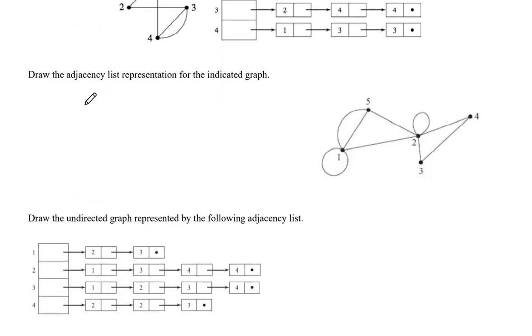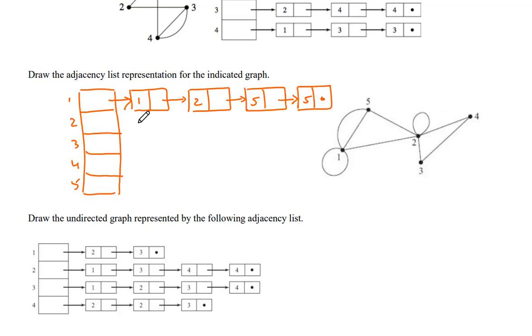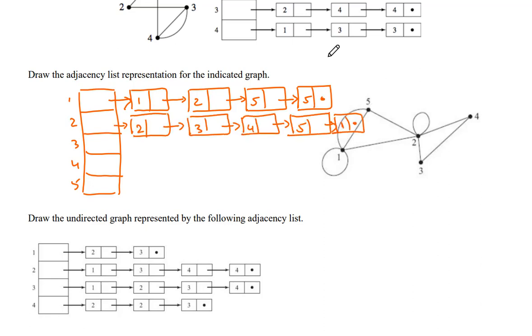And so let's draw the adjacency list representation for the indicated graph, like the graph we've seen before. So take a moment and draw the list. So we have 5 nodes, 1, 2, 3, 4, 5. So 1 is connected with 1 and a 2 and a 5 twice. And 2 is connected with 2, 3, 4, 5, and 1, and then null pointer. So as I mentioned, the order does not matter.